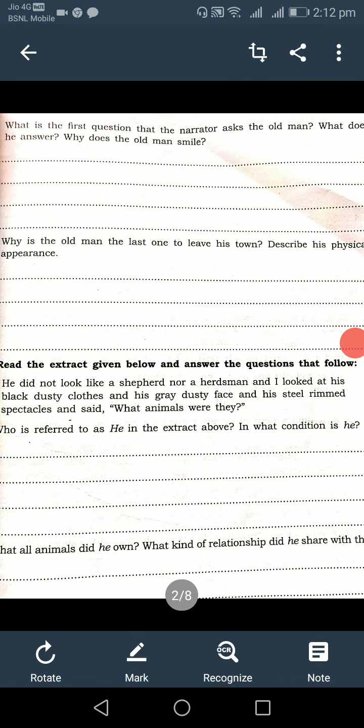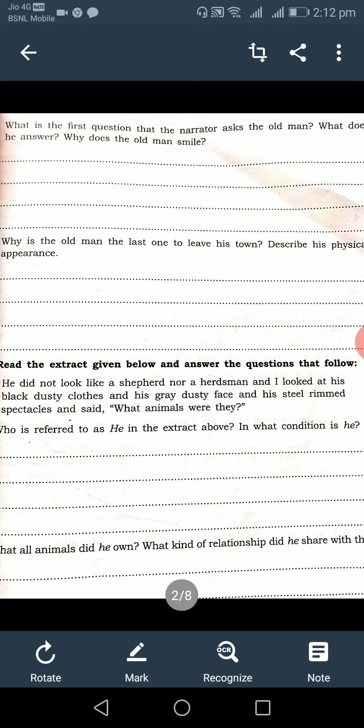Next extract. "He did not look like a shepherd nor a herdsman, and I looked at his black dusty clothes and his grey dusty face and his steel-rimmed spectacles and said, what animals were they?" Now, in my previous video, I have already told you about the usage of grey and dusty. Now, all these are symbolic of the sadness and the gloominess, the loneliness in the life of the old man. Now, who is referred to as he in the extract? So, very simple answer. The he is the old man.